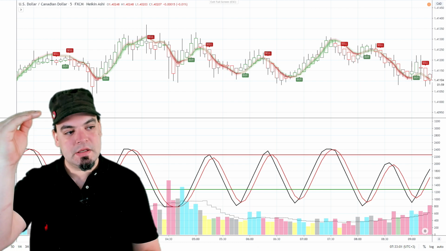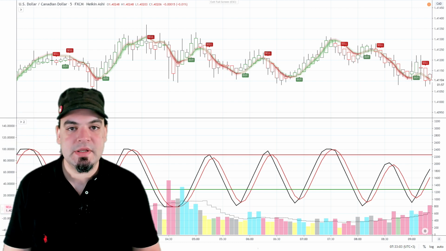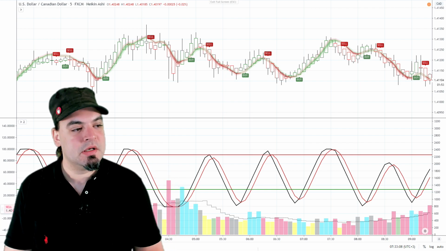I'm going through the indicator parameters, the names, and how you can find them and basically create the same chart setup.